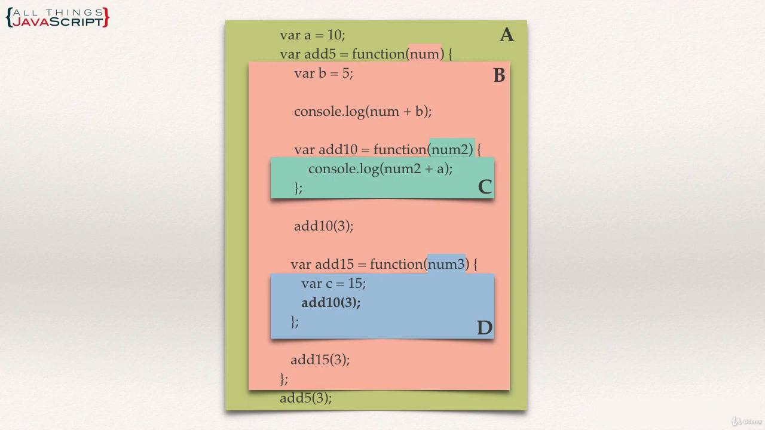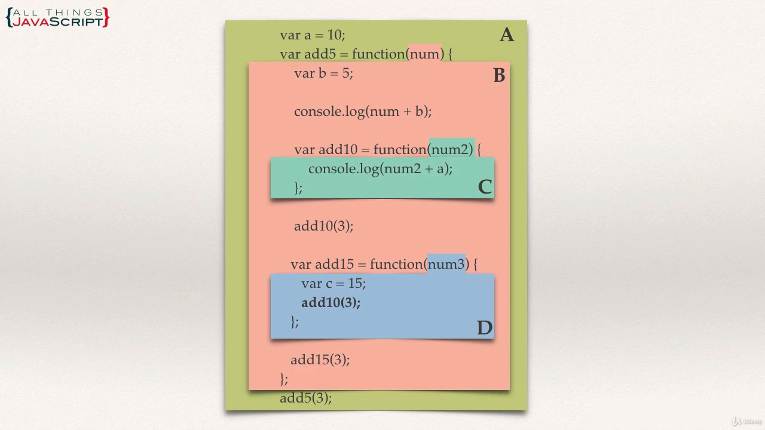Well, when that function is called, it will look for the function inside scope D. It will not find it. It will then go to the outer scope, which is scope B. Can it find it there? Yes. The add10 function is declared within scope B, so it finds it and executes it.